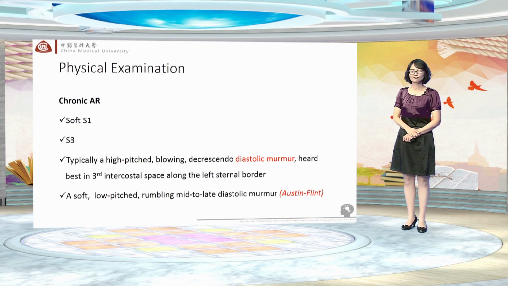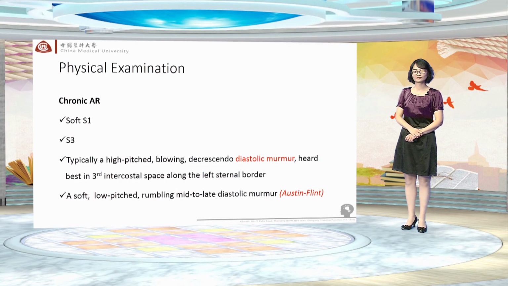There may be Austin Flint murmur. This murmur resembles the murmur of the mitral stenosis. However, it is a soft, low-pitched, rumbling murmur, which appears in middle to late phase of the diastole.